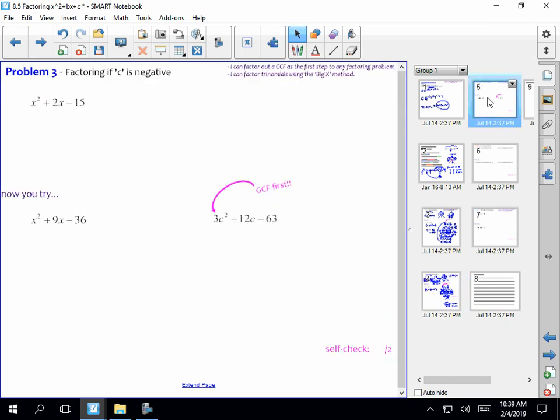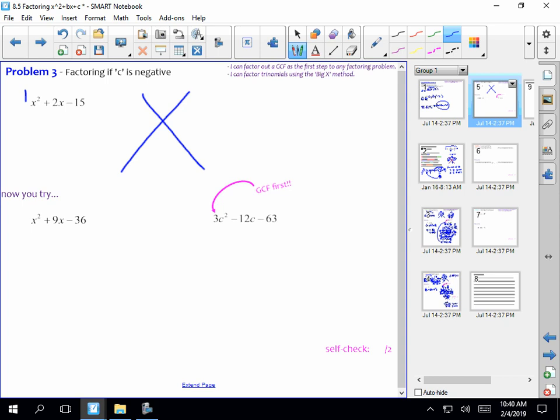Okay, here's factoring if c is negative. So c is negative, that's the last term on here. B can be positive or negative. And once again, use the big X. We're looking for factors of, remember there's an unwritten 1 here, factors of -15 that add to equal 2.